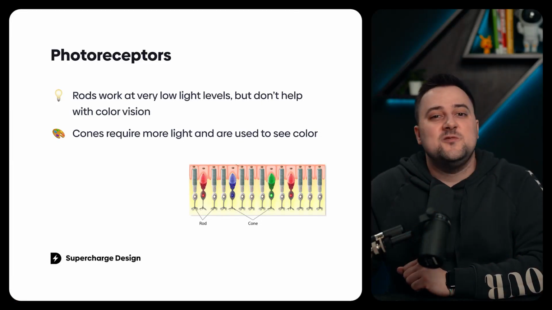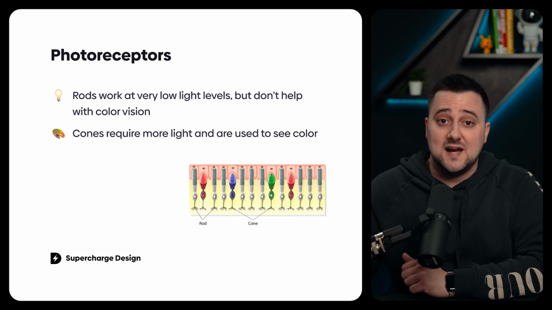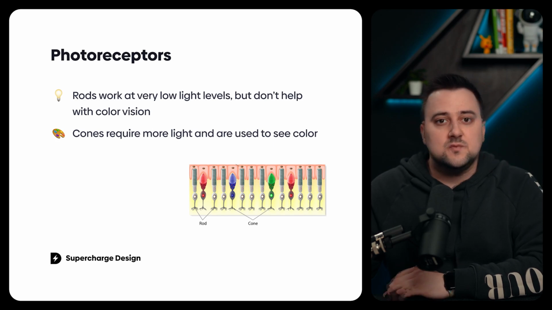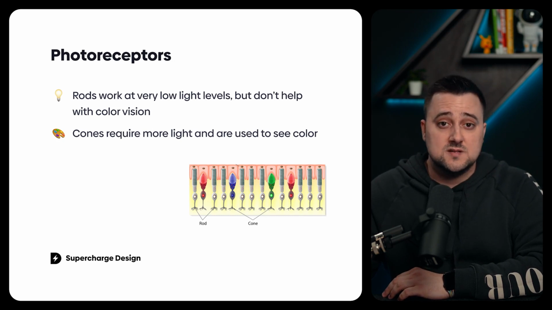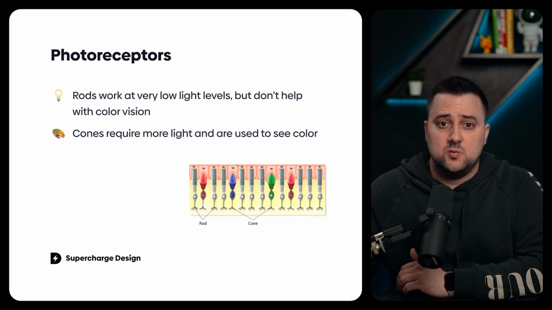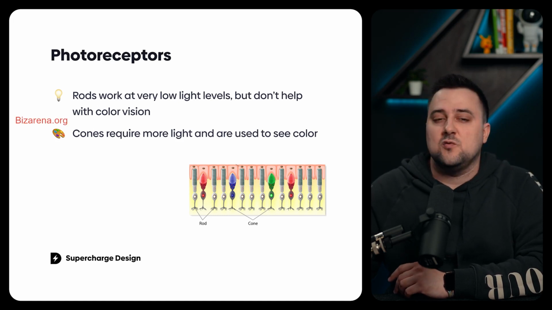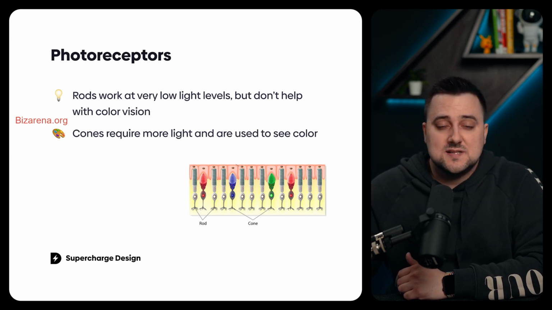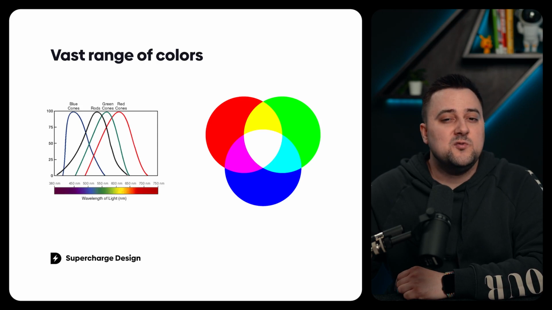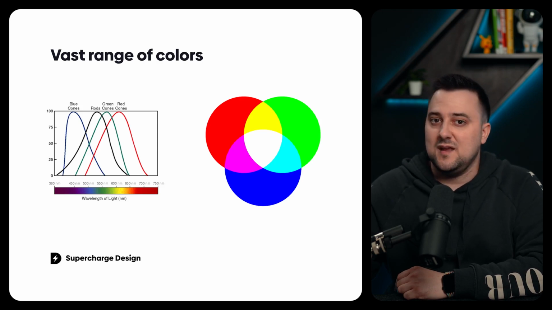Ready? Okay. There are two types of photoreceptors involved in human sight. There are rods and cones. Rods work at very low levels of light. We use this for night vision because only a few bits of light can activate a rod. Rods don't help with color vision, which is why at night we see everything in grayscale. Cones require a lot more light, and they allow us to see color. We have three types of cones: blue, green, and red.